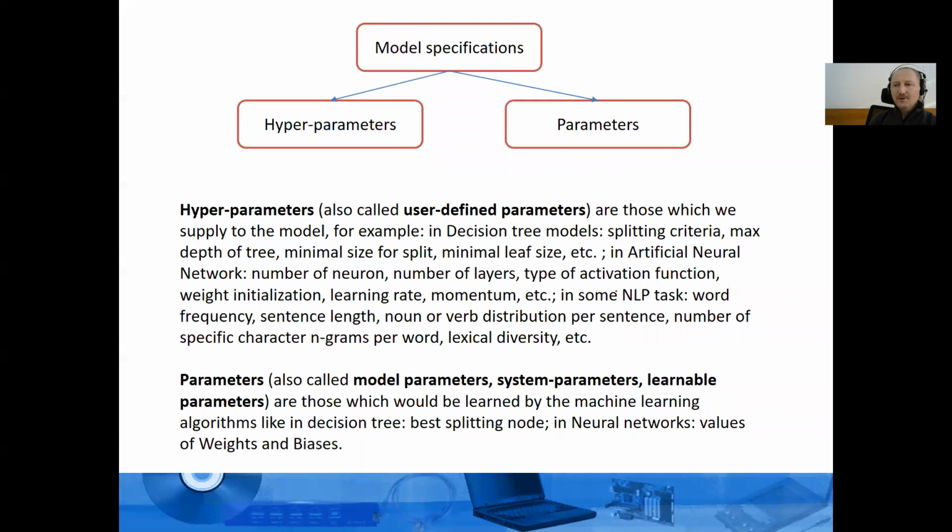When you are developing a data mining model or machine learning model, you need to specify some parameters related to your model: hyperparameters and system parameters. We can call them model parameters, system parameters or learnable parameters. Hyperparameters are user-defined parameters. You should configure them by yourself, and I will come to this point later. System or learnable parameters will be learned or set by the training or learning algorithm, not by you yourself.